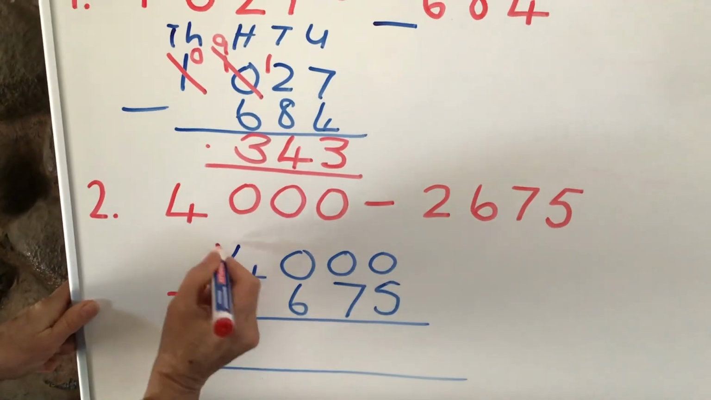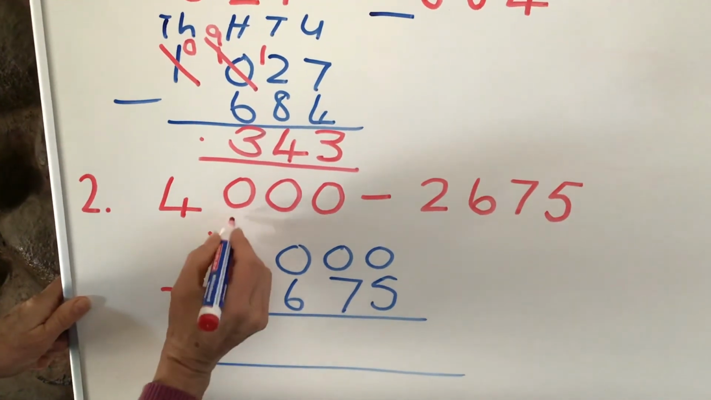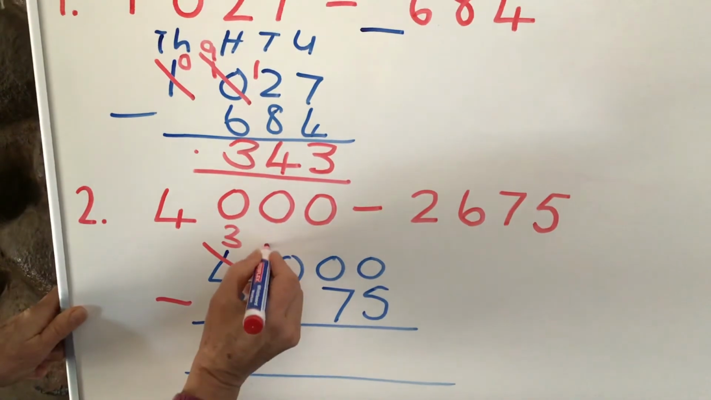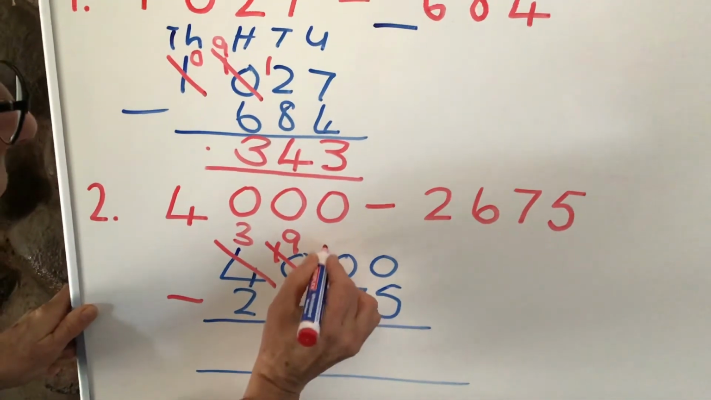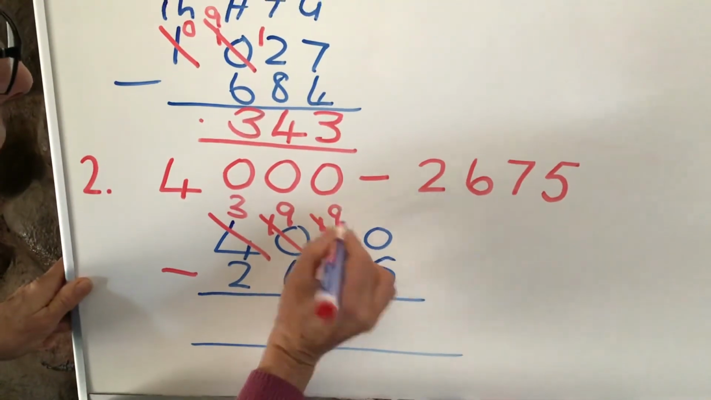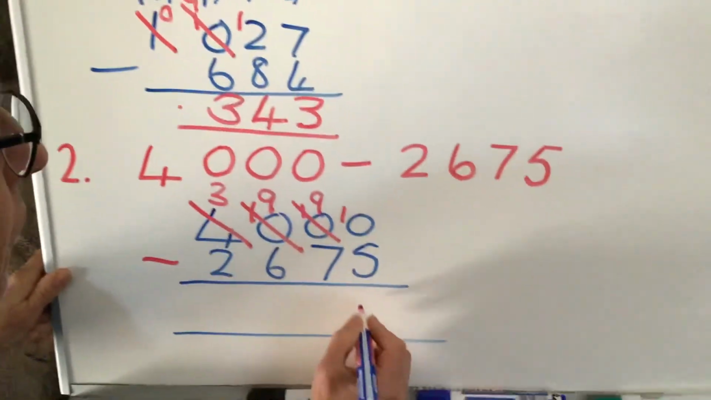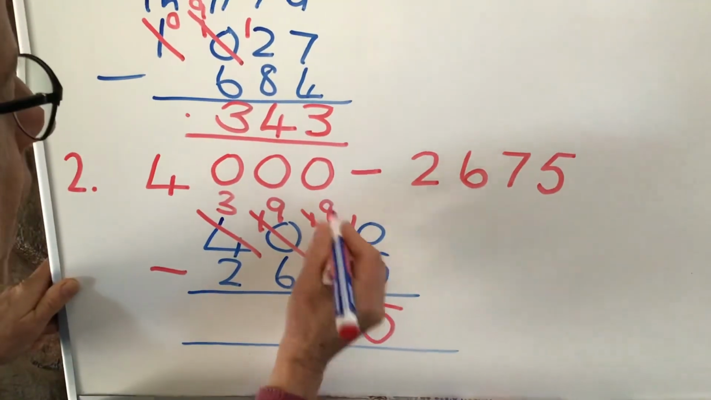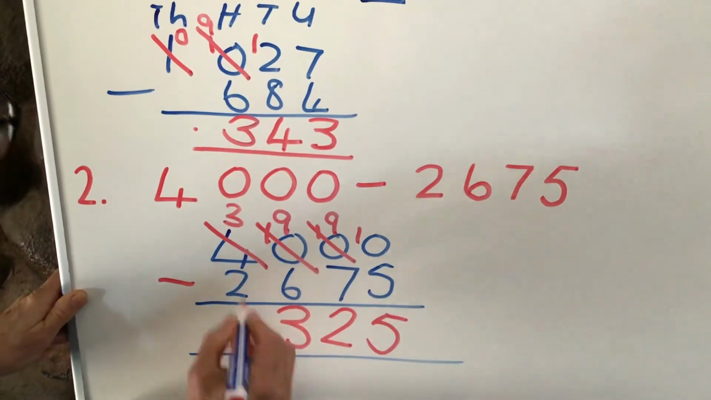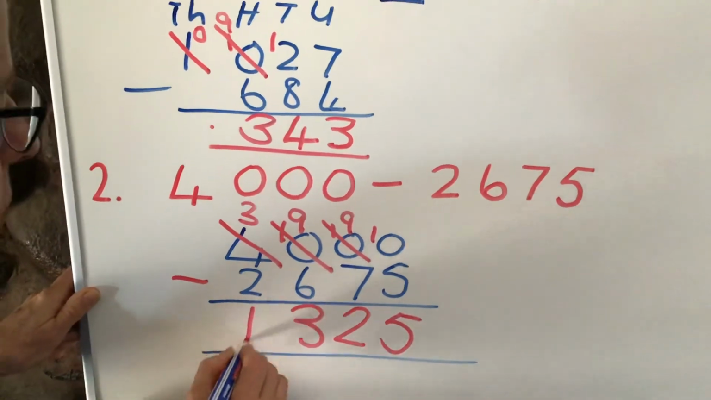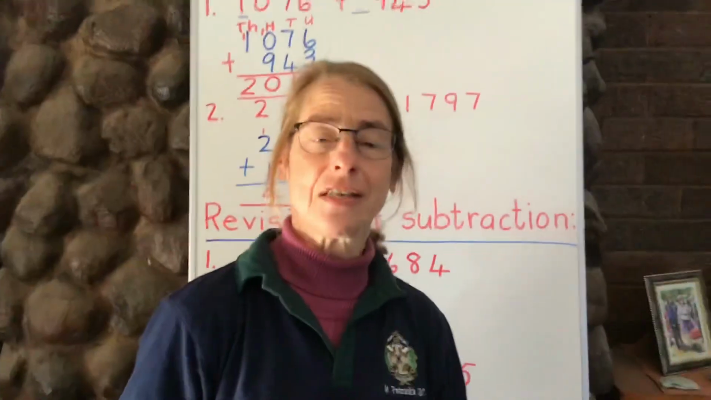I have to borrow from the 4 over here, the thousands, that becomes 3. I have to go through every one of the zeros. There we go. And I have to cross out, that becomes a 9. And then this is 10 minus 5 is 5. 9 minus 7 is 2. And 9 minus 6 is 3. 3 minus 2 is 1. Right, so now have fun in your lesson today.